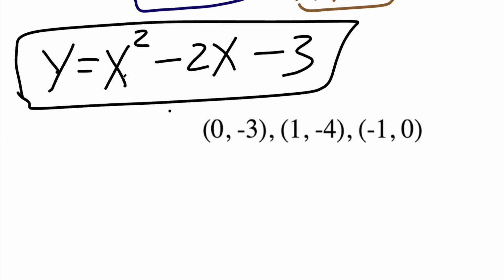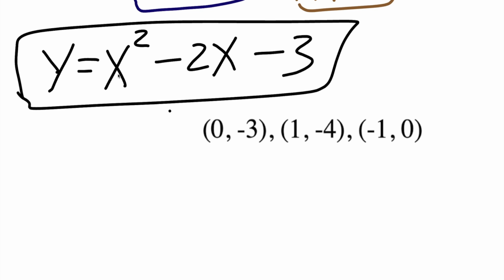Let's try 1. 1 squared is 1. 1 minus 2 times 1. 2 times 1 is 2. So 1 minus 2 would give us -1. And -1 minus 3 is -4. That's right. Okay, now we try our last one, -1 comma 0.